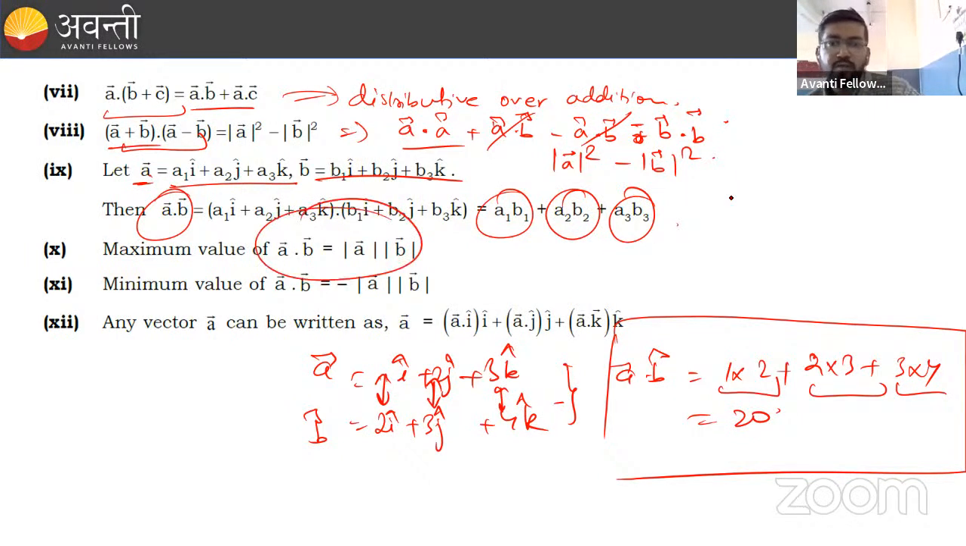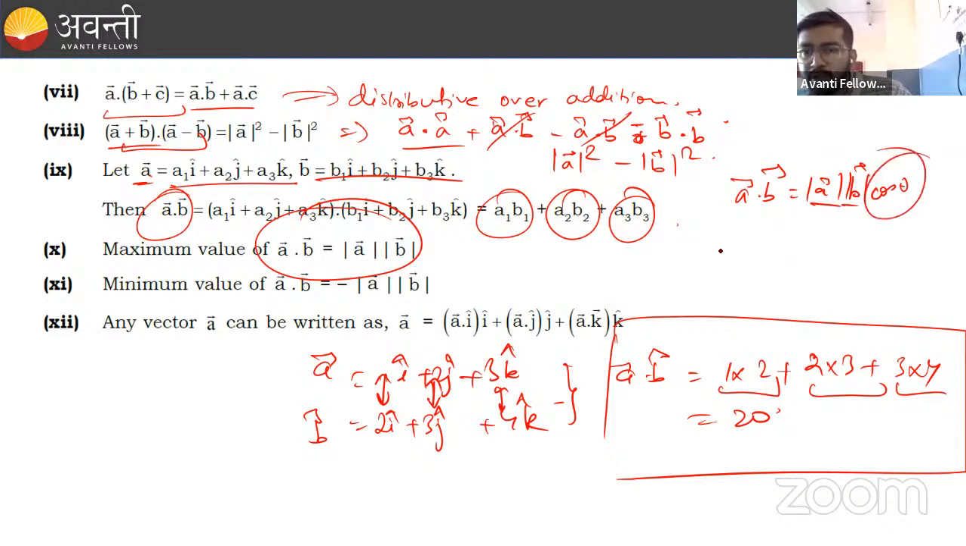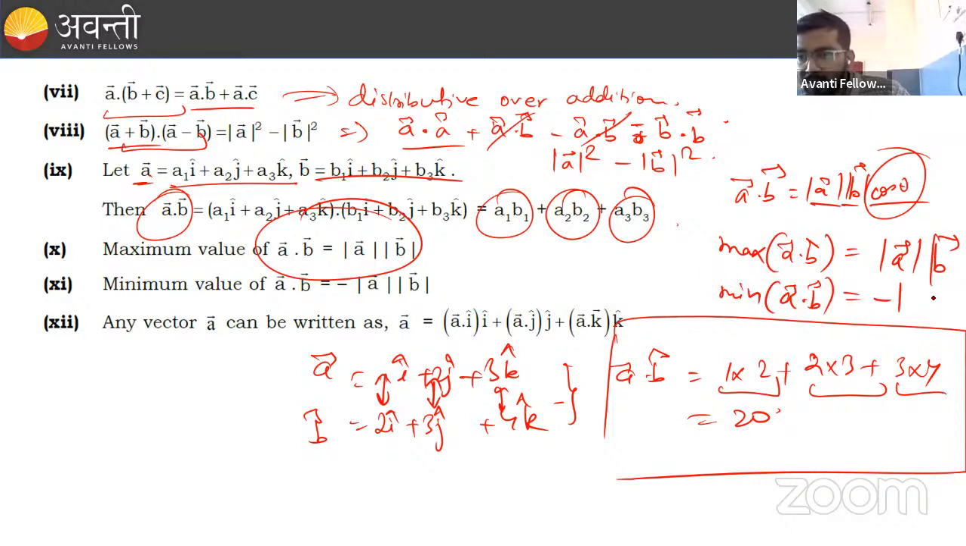Now, the maximum value. Obviously a bar dot b bar is equal to mod of a bar mod of b bar cos theta, right? The magnitudes won't change, so theta can change between them. So the maximum value of a bar dot b bar is when cos theta is maximum, which is equal to 1. When cos theta is 1, this comes out to be this thing, and the minimum value will be when cos theta is minimum, and the minimum value of cos theta is minus 1. So this will be minus mod of a bar into mod of b bar, right?